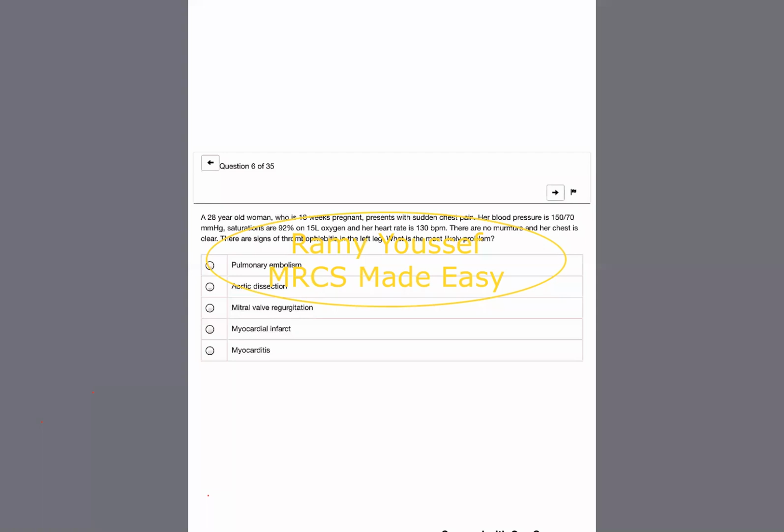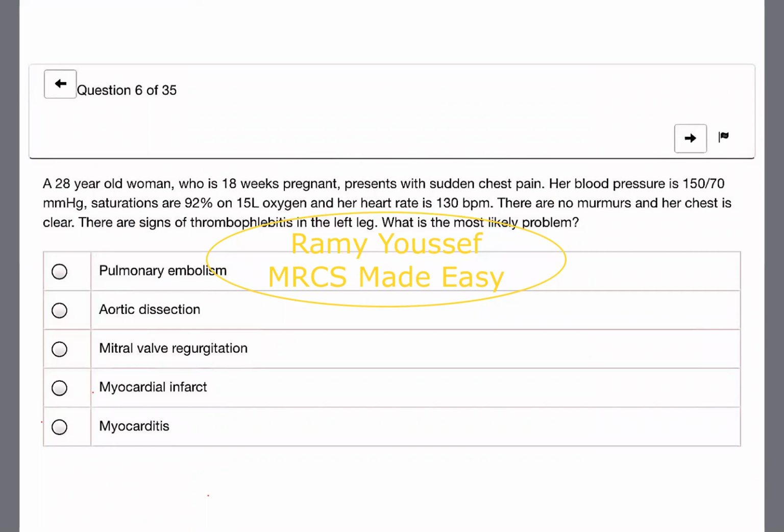I cannot see the question. Screen still. Okay, yes.